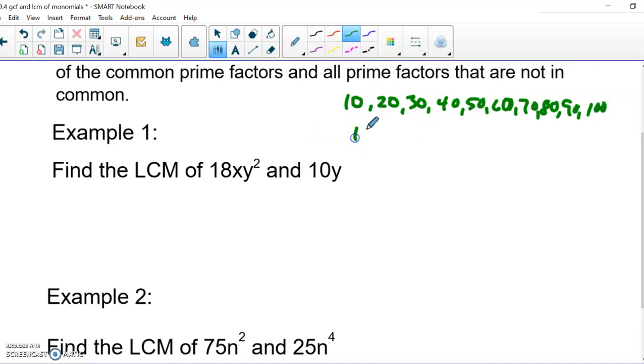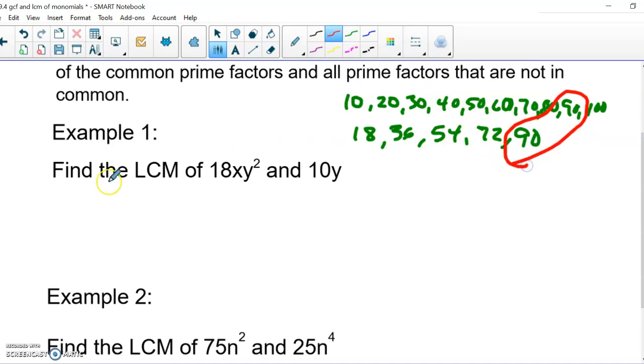Then we're going to start with the 18s. 18 times 1 is 18. 18 times 2 is going to give us 36. 18 times 3 is going to give us 54. 18 times 4 is going to give us 72. 18 times 5 gives us 90, and boom, there we have it. That's the first one. That's the least common multiple, the first multiple they have in common. So for us, it's going to be 90.